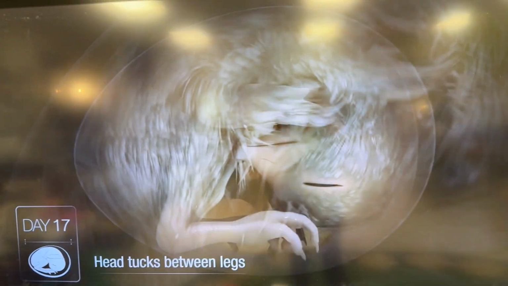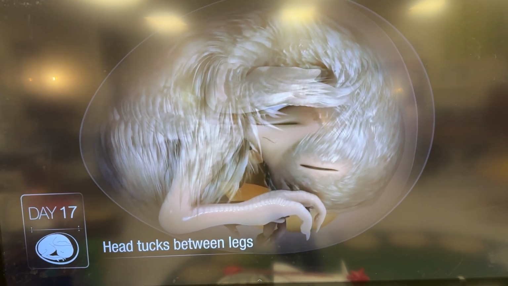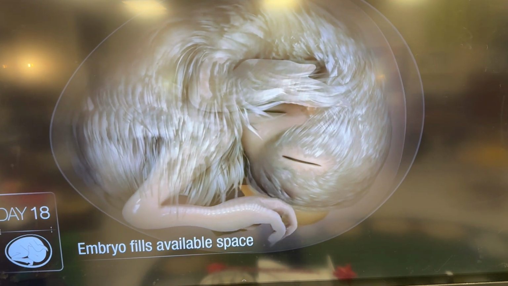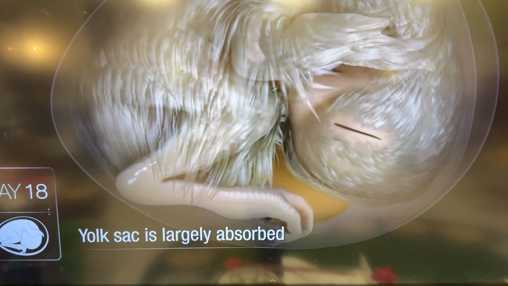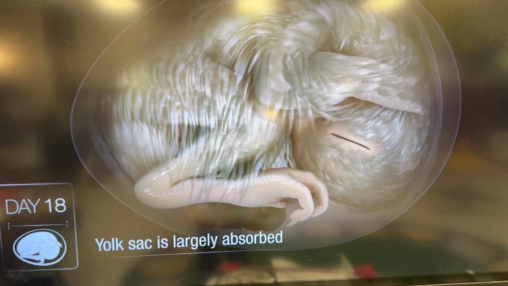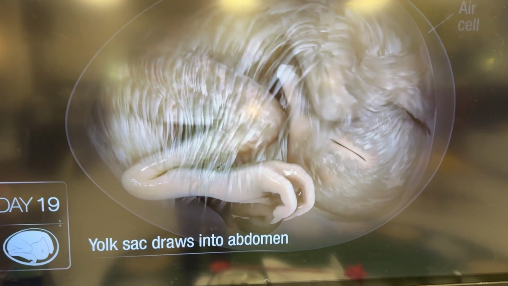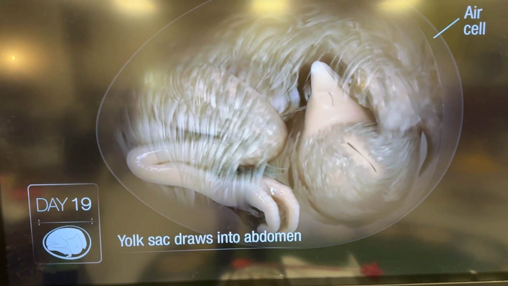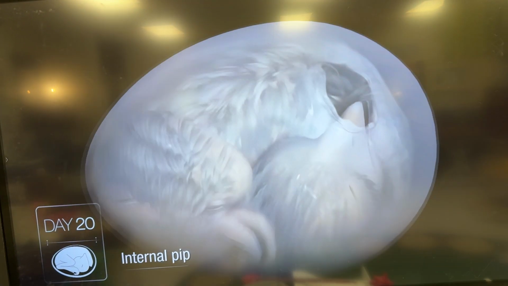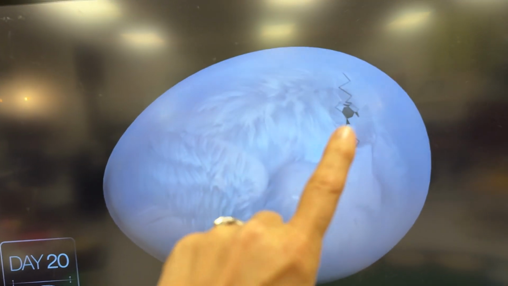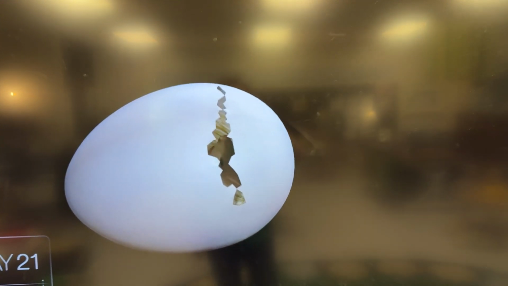Day 16, his body's covered in feathers. Day 17, the head is tucked between the legs. Day 18, it's pretty much cramped inside there, and the yolk sac continues to be sucked in. Day 19 draws into the abdomen. Day 20 is when you see the first pipping and zipping coming. And day 21 is the hatching day.